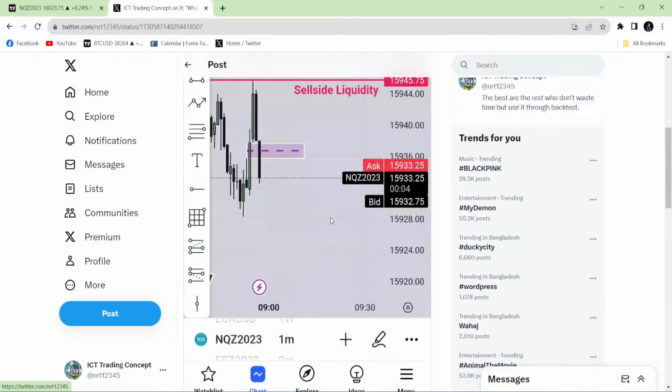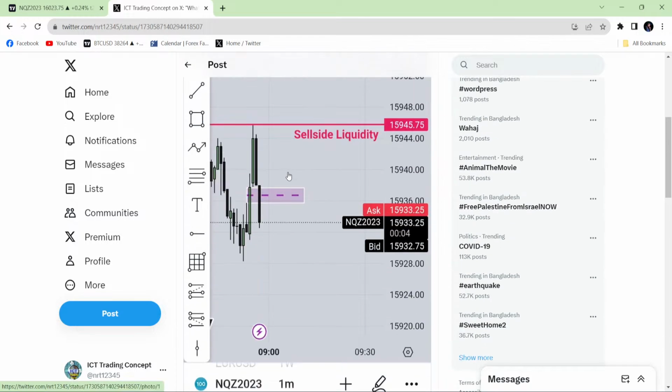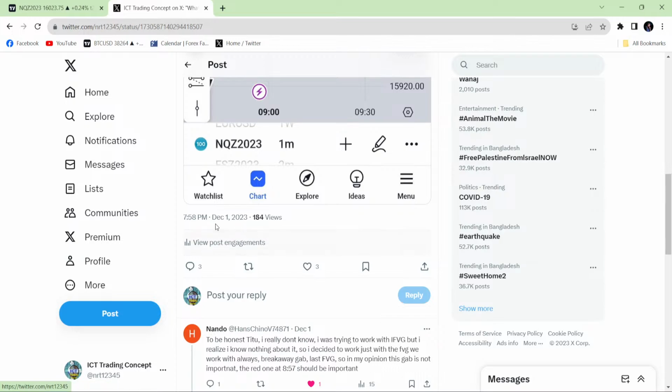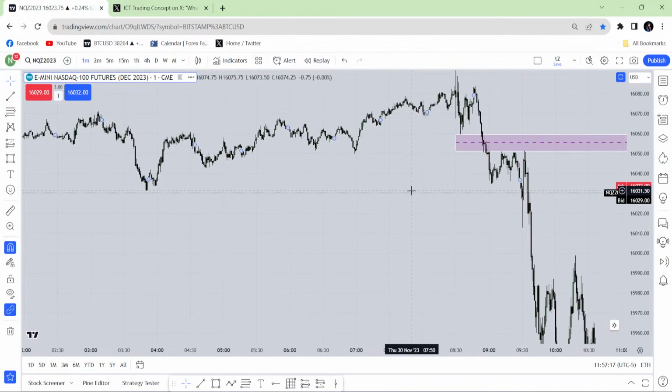Let me check the time. Can I get it or not? 7:58, 7:58 p.m. That means 1st December.